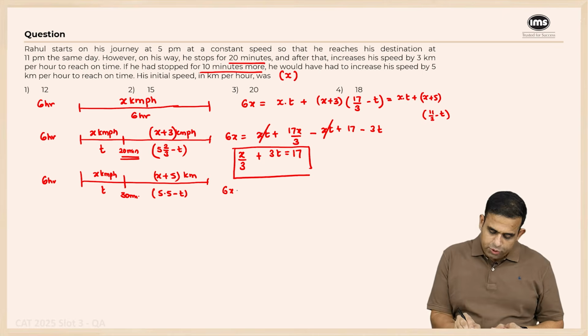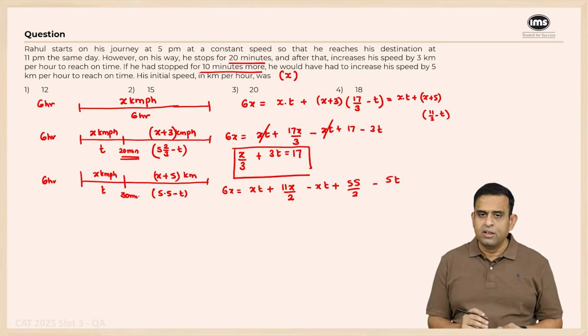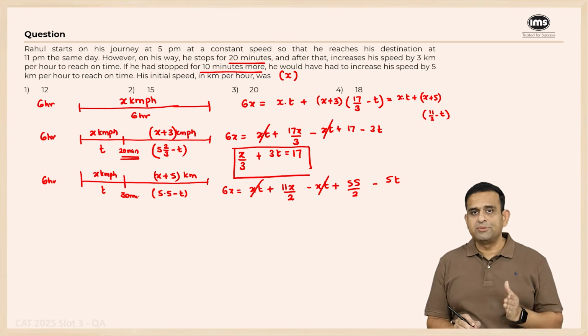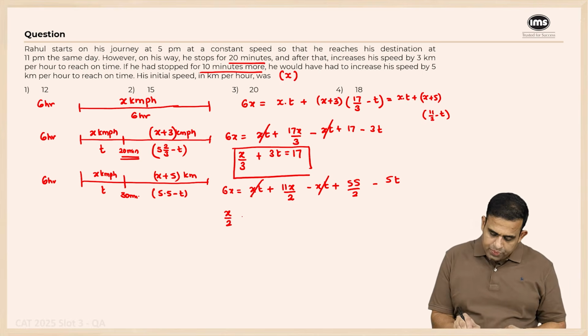So again, 6x would be equal to xt plus 11x by 2 minus xt plus 55 by 2 minus 5t. Again, the xt term will get cancelled out, and 6x minus 11x by 2 will give you x by 2 plus 5t is equal to 55 by 2.